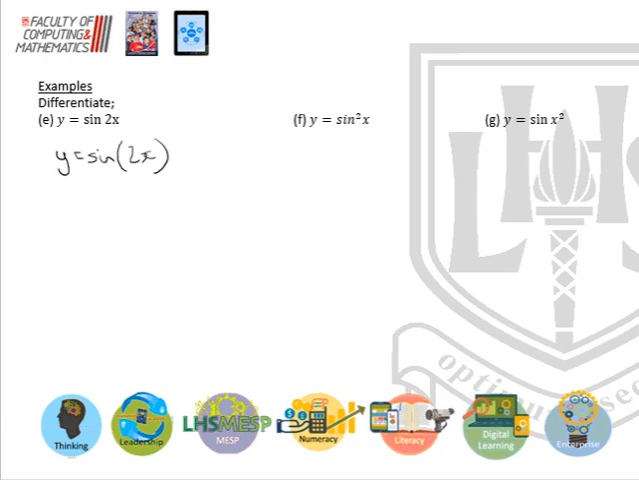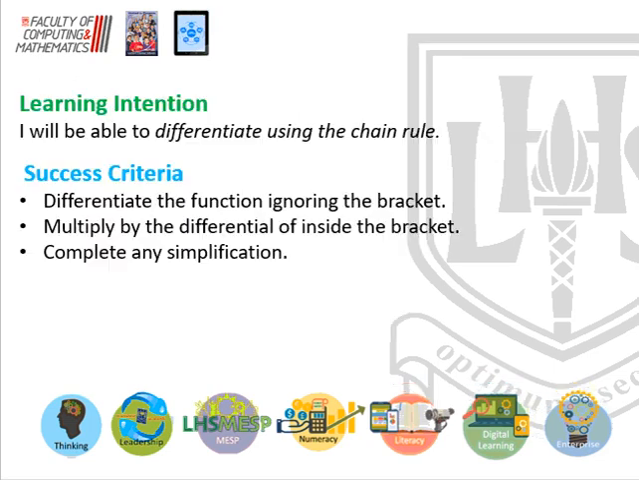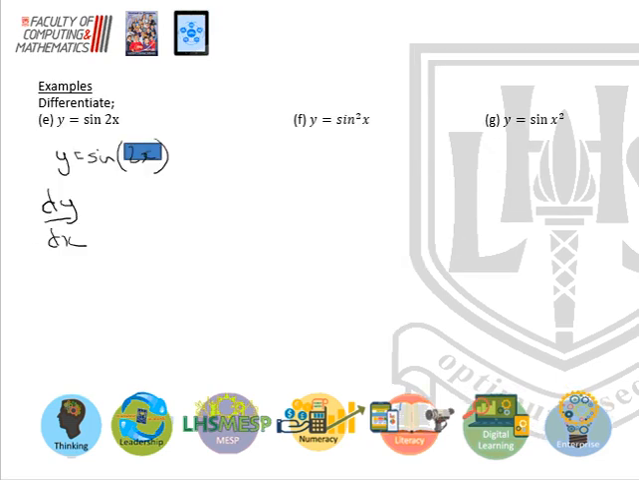To get dy by dx, firstly we're going to cover up the bracket. We cover up that 2x and ignore what's in there. So we're doing sine of something. The common mistake a lot of kids make is that they're looking for powers. You don't have powers here, you've got a sine, and you know that sine differentiates to be cos. So it's going to be cos of that same bracket.